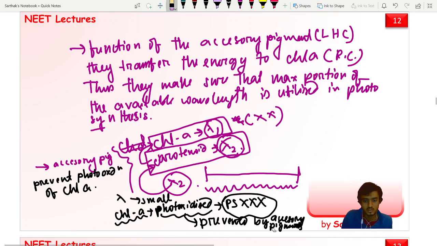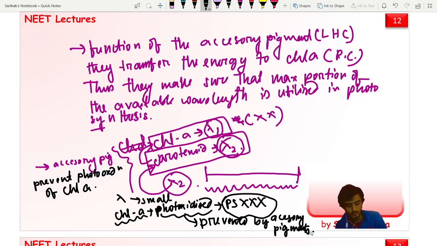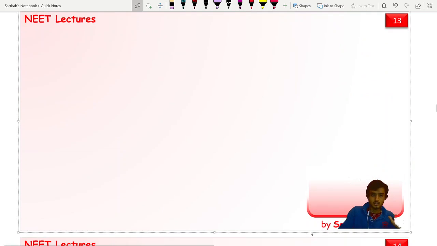This photooxidation is prevented by accessory pigments. This is the main point here. Okay, I hope you understood my point, what I am trying to say. So what is basically happening? I will be summarizing the whole scenario in very short.